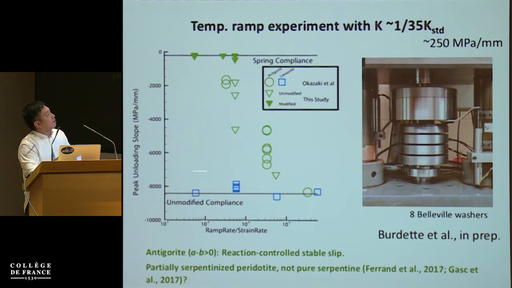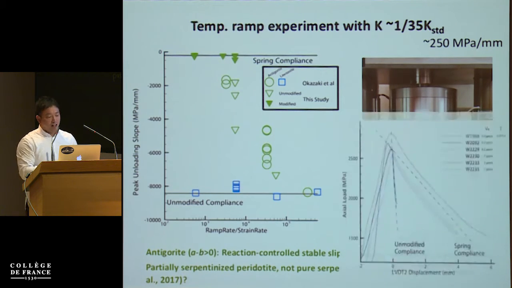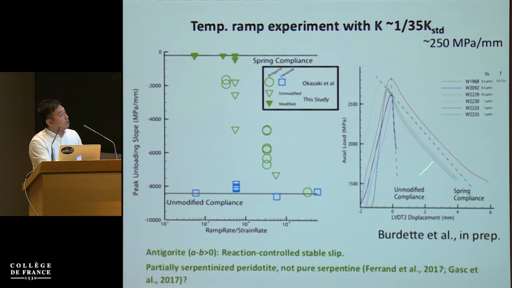So these are our data with standard stiffness, and these are our data with the compliant system. And now all the data follow the stiffness. The unloading slope is the same as the stiffness. But if you take a look at the data, here's the standard stiffness data, and here's the more compliant stiffness data, but still it's stable sliding.